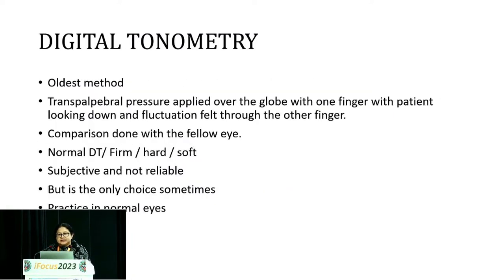And the other method is digital tonometry. So when you don't have anything, or there are some hopeless cases where you cannot use any tonometer, you use digital tonometry. And you all should practice how to do a digital palpation of the eye. You ask the patient to look down and you put one finger over the globe and feel the fluctuation by applying some pressure through one finger. You feel the fluctuation through the other finger. And comparison is always done with the fellow eye.